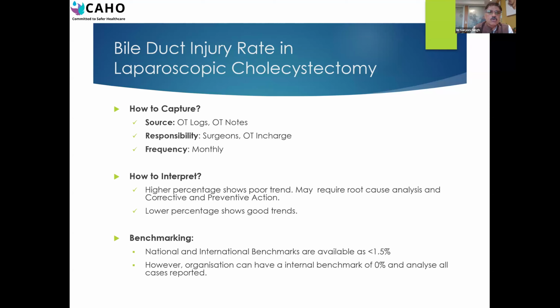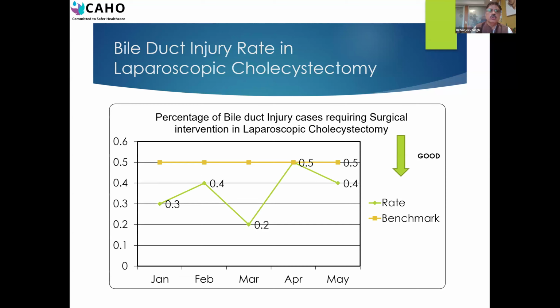So how do you interpret? A high percentage would be a poor trend, and a low percentage a good trend. There is a group called SAGES, the Society of American Gastrointestinal and Endoscopic Surgeons, which pulls in this information from all the institutes. Within them, they have said 1.5% is an international benchmark, and you could start from zero or look at that benchmark, and that would be an easy start for capturing this surgical indicator.